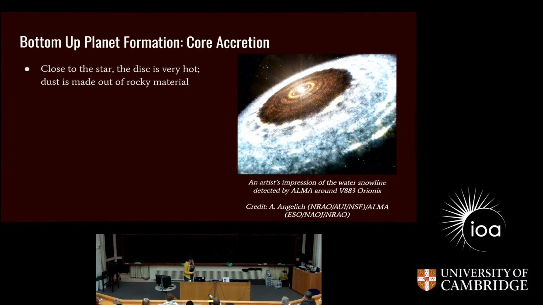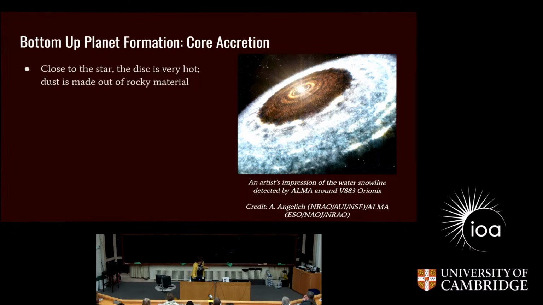And what this means, in effect, is that close to the star, you're left with rocky material and silicates, things that can exist in solid form at very high temperatures, and other things like water vapor or carbon dioxide, or things that are normally in a gas at high temperatures, will be in the gas phase. So you've got some in the dust, but most of your stuff is in the gas phase.